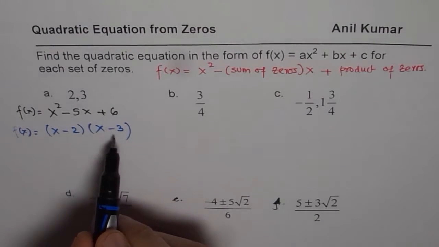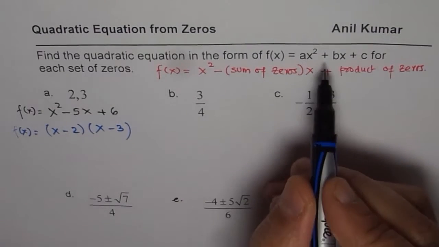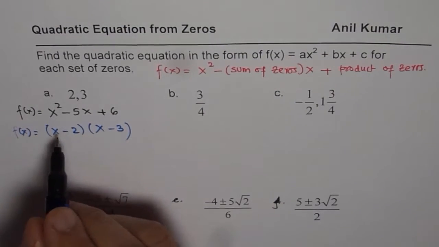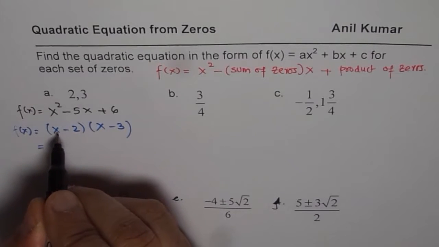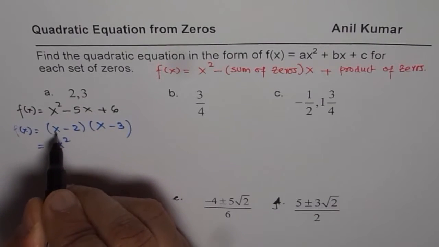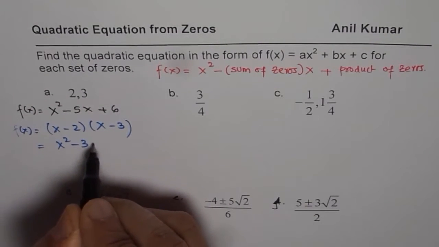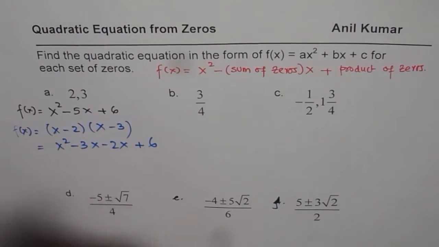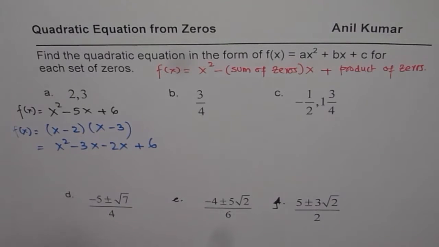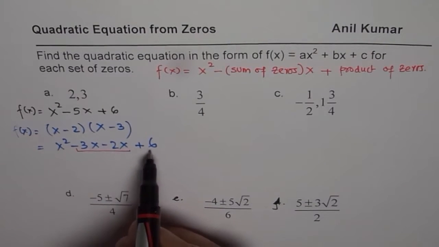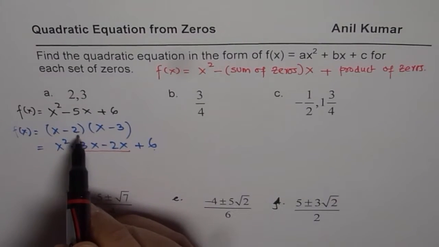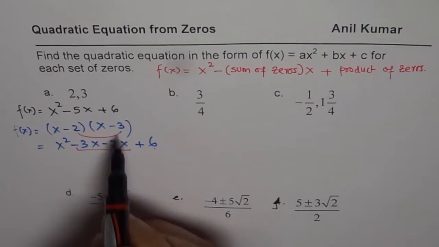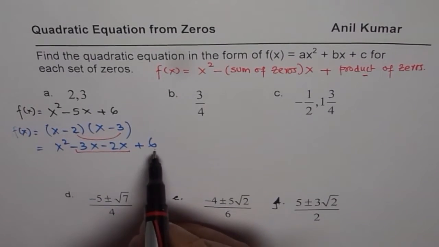But this equation is in factored form. We want our equation in standard form. So let's expand. If we expand, you get x times x as x², x times minus 3 as minus 3x, then minus 2x plus 6, right? Now you can combine these two. Do you see that? So 6 was the product of these two. When you multiply 2 and 3, you get the product 6, that is your answer.